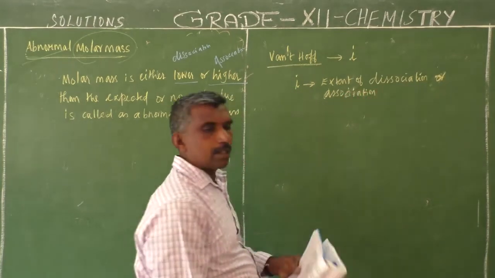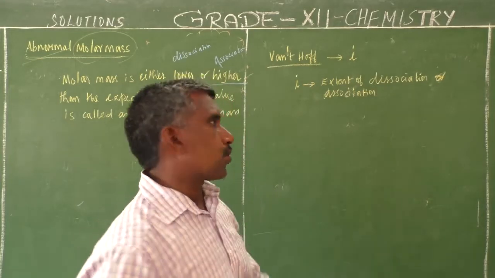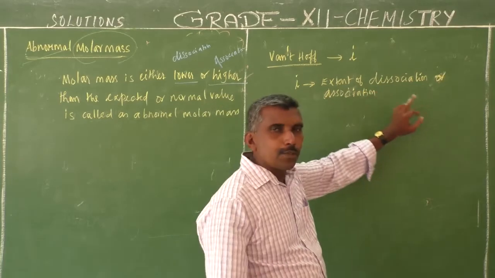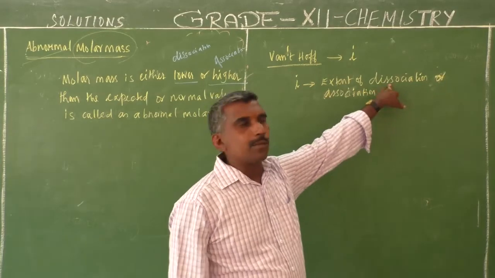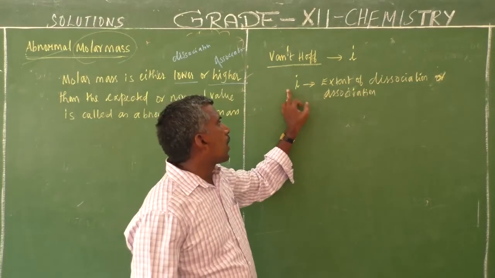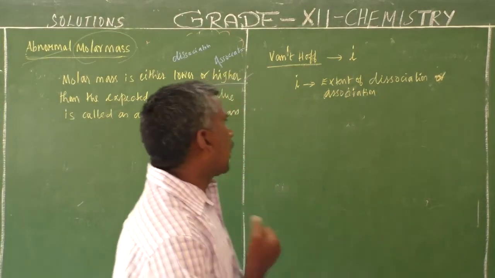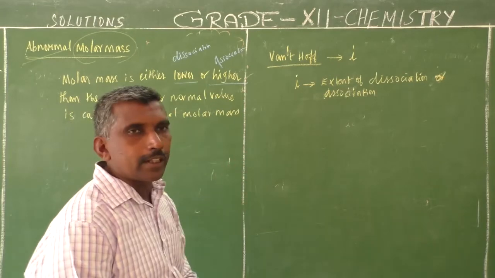How much amount is dissociated or associated? Dissociation is breaking, applicable to ionic compounds. Association is for covalent bonds. So what does i mean? The extent of dissociation or association. Okay, this is the van't Hoff factor, that is i.